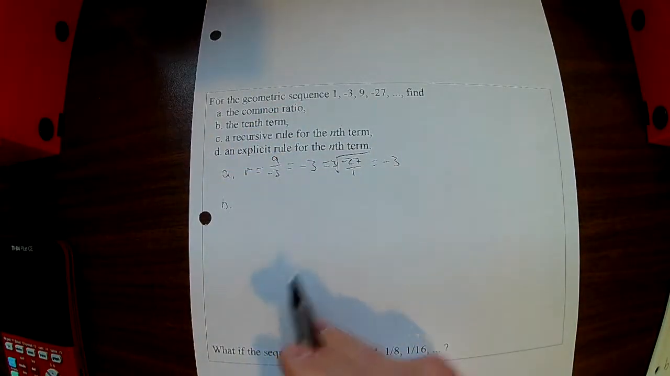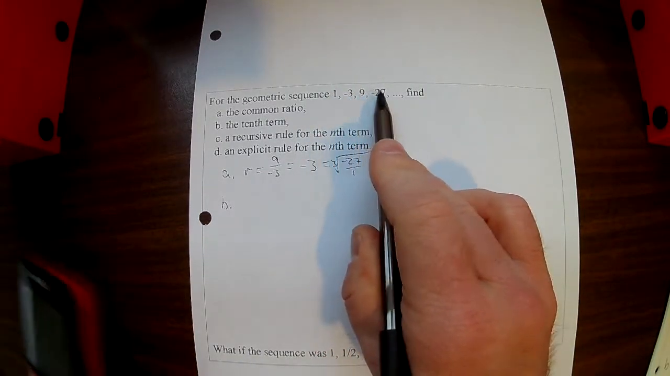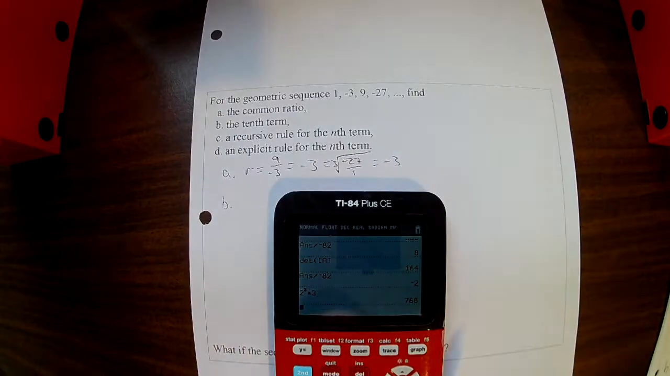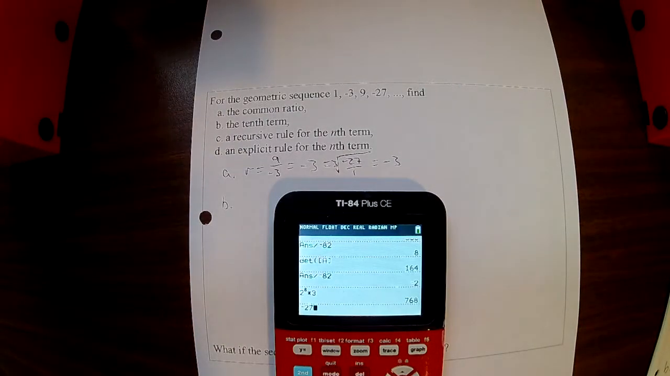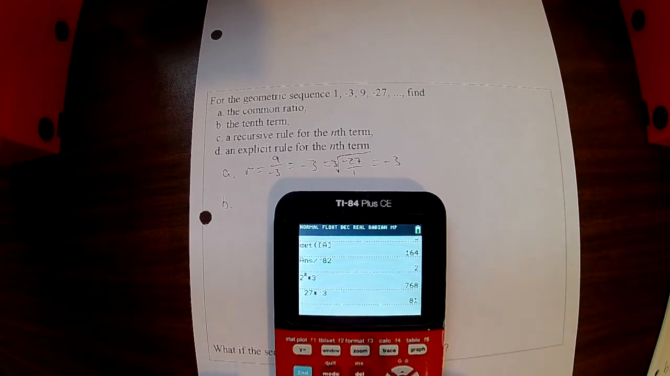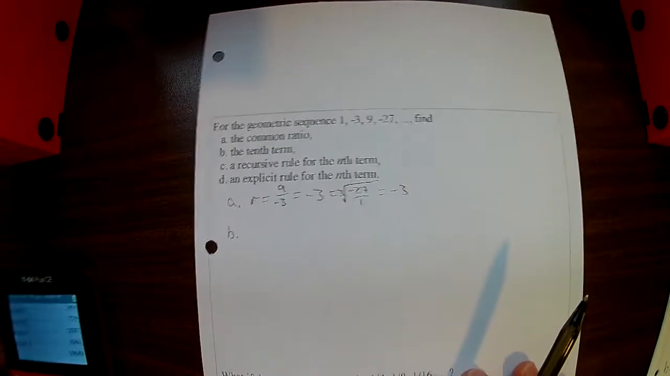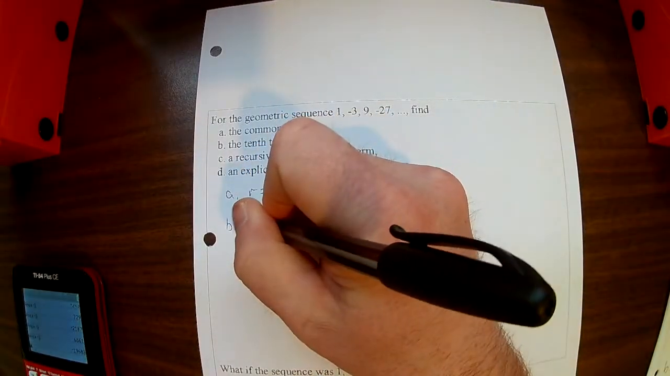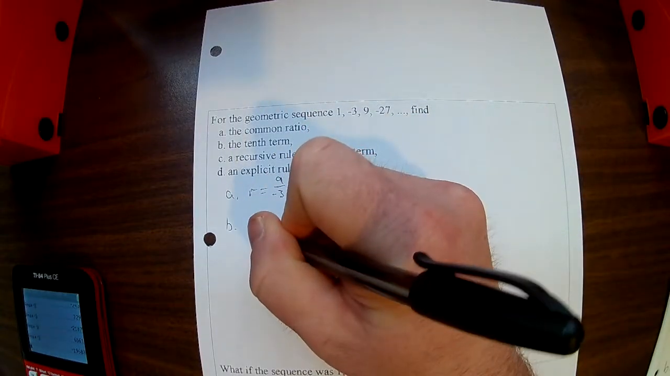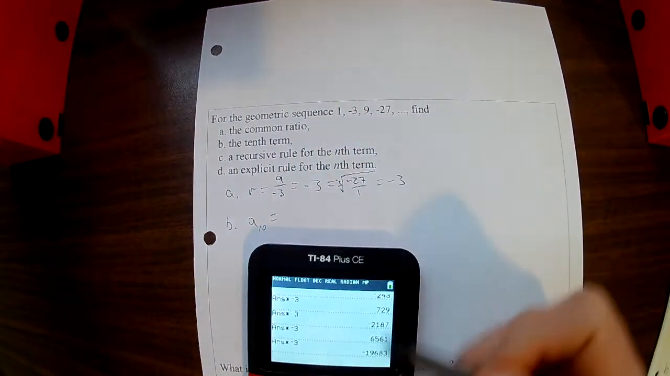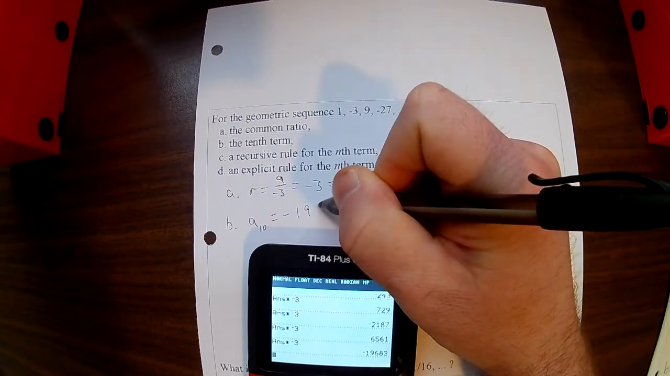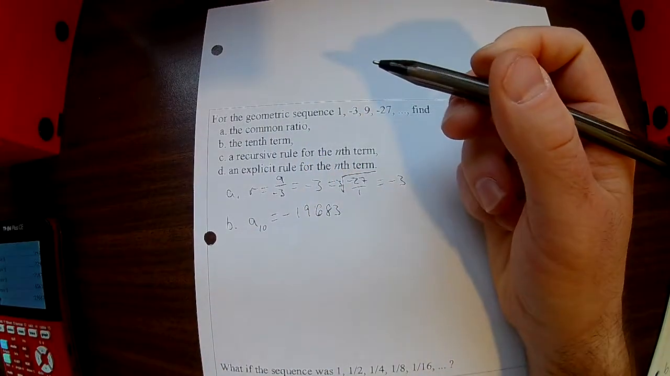Part B, 10th term. Okay, so 10th term, 1, 2, 3. I'm taking out my calculator. Are you kidding me? I'm not going to multiply like that here. Negative 27 times negative 3. So that would be the 5th term, 6th term, 7th term, 8th term, 9th term, 10th term. Whoa, that's quite large. Okay, I had to cheat there and make sure that I wasn't given the wrong number here. So let's just call this, again, a sub whatever. So a sub 10 is going to be equal to negative 19,683. Yeah, cool.